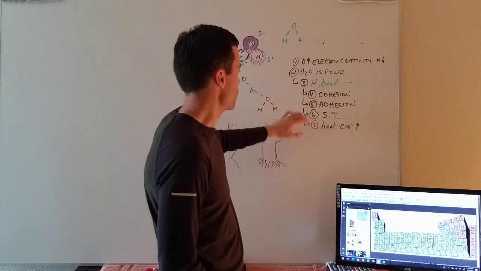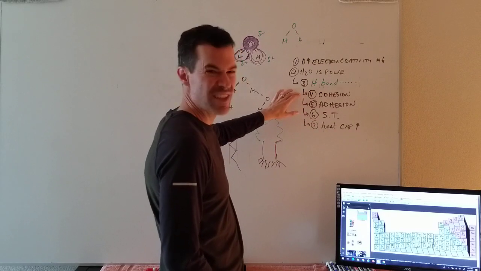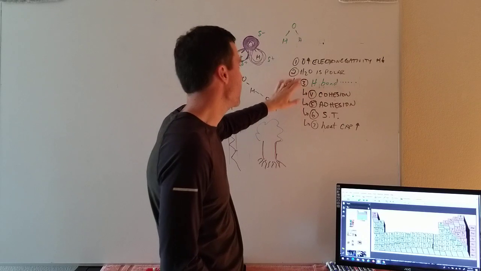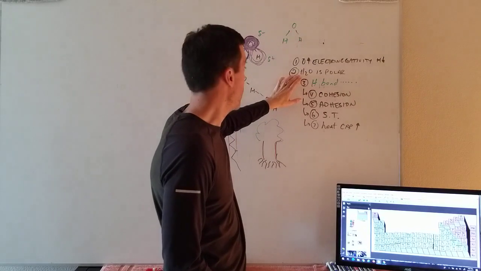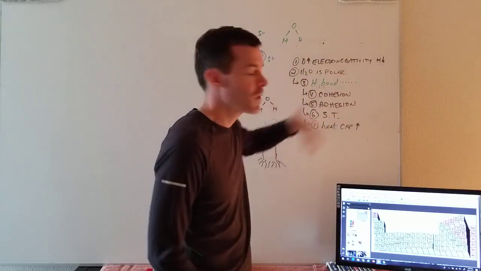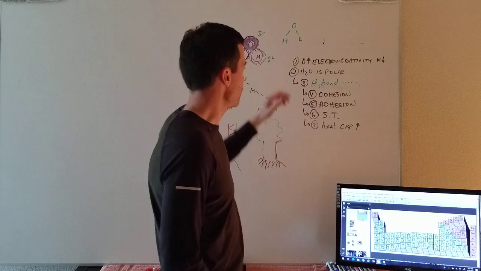Well, because water is cohesive. Why? Because each water molecule has hydrogen bonds between it and its neighbor. Why? Because each water molecule is polar. Why? Because oxygen hogs electrons more than hydrogen does. So this is how we want to remember biology stuff.